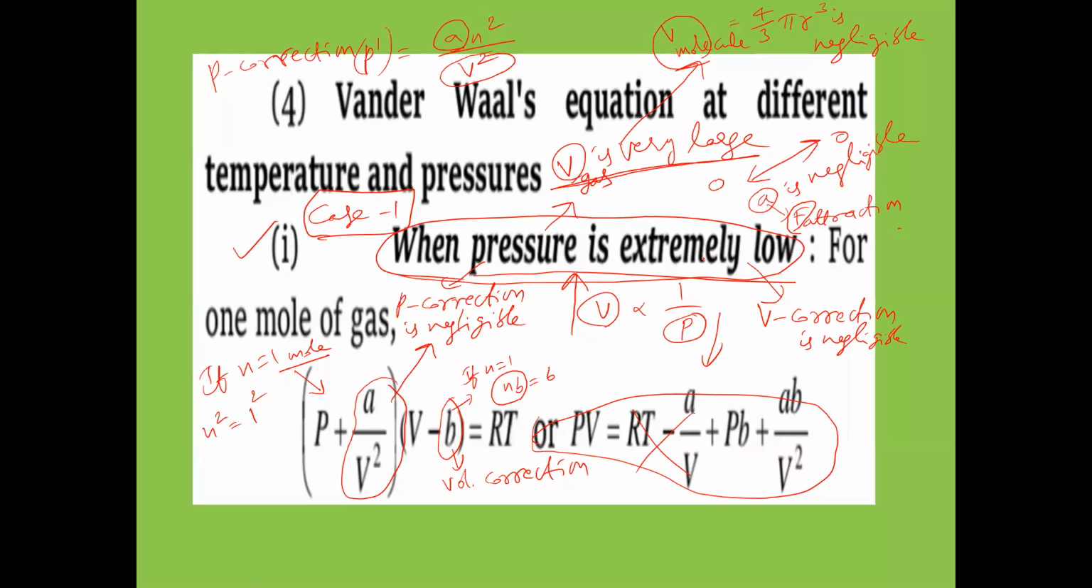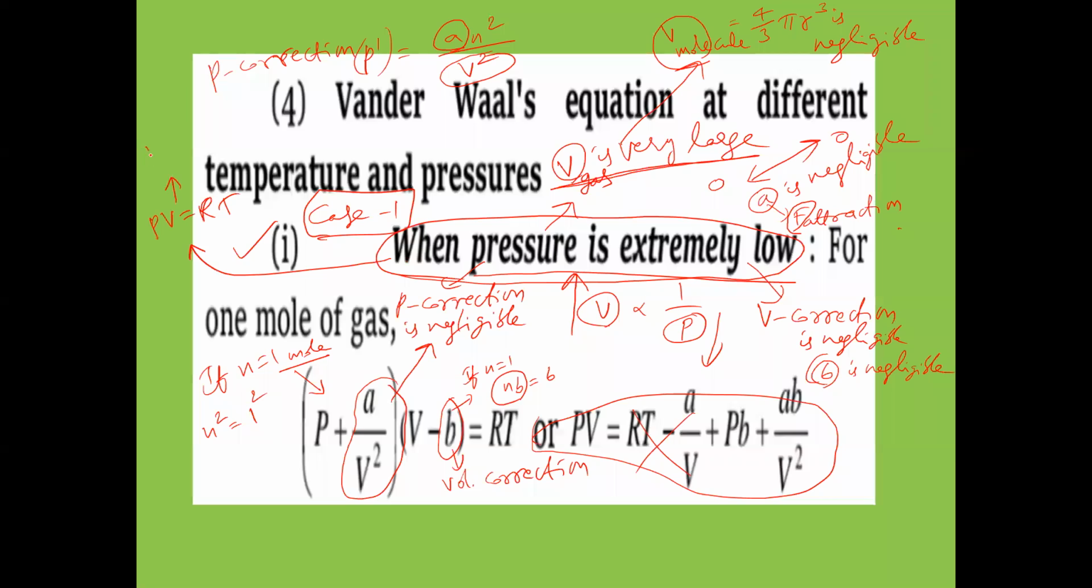When pressure is extremely low, the volume correction is negligible. That means b can be neglected. B is negligible here, and the pressure correction, meaning an squared by V squared, can also be neglected. That's why the gas equation becomes, at extremely low pressure, PV is equal to RT.